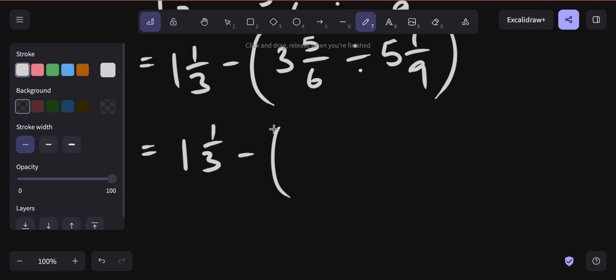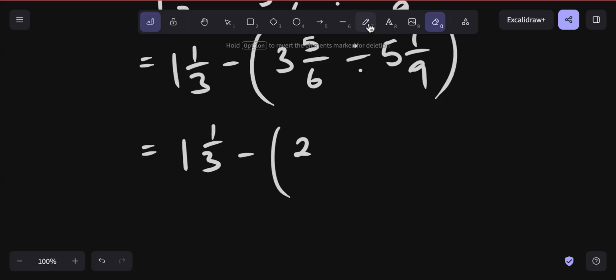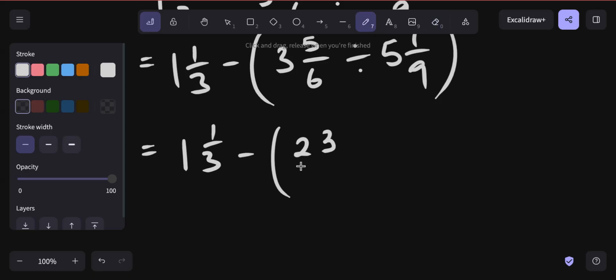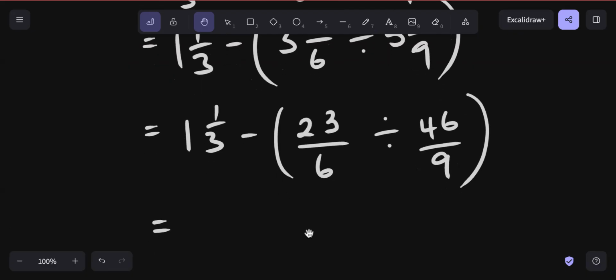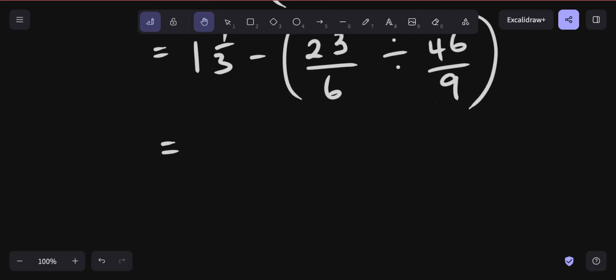Let's convert these because we can't divide or multiply mixed numbers. Let's convert these to improper fractions. So 3 times 6 is 18, and 5 makes 23. That is a 3, I promise you. All right. More effort. 23/6 divided by what looks like 9 times 5, 45, plus 1, 46/9. We're in a good place. We're making time, people.